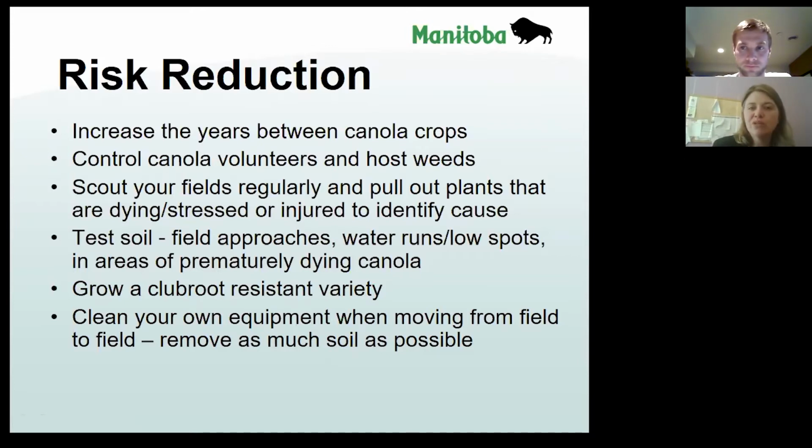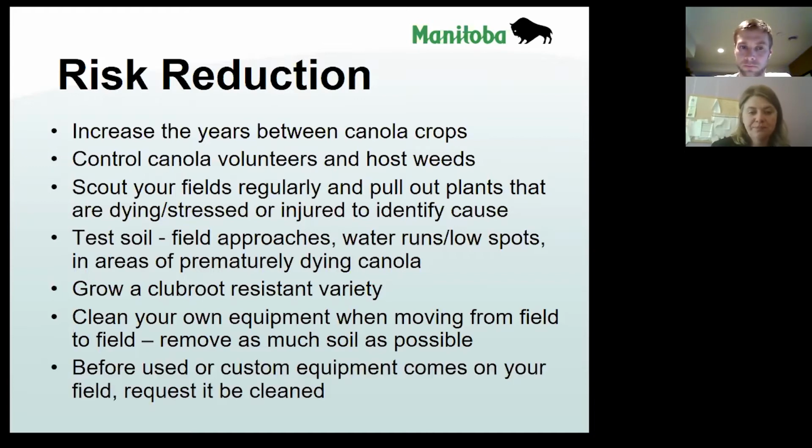If you can reduce the soil moving from field to field, you're going to reduce the clubroot spores from moving from field to field as well. So cleaning equipment, if you can, using compressed air that you maybe have in your tandem truck already, having a wand, having a big shovel and trying to shovel off some of that dirt, or a broom or whatever, just reducing some of that load will go a long way.